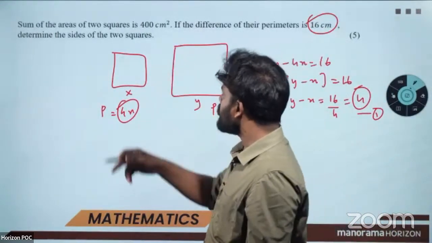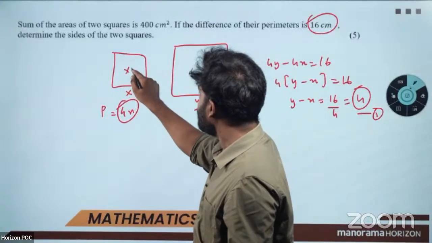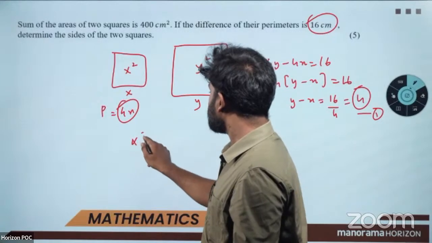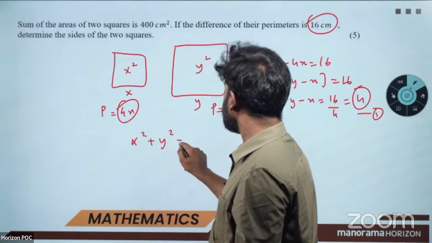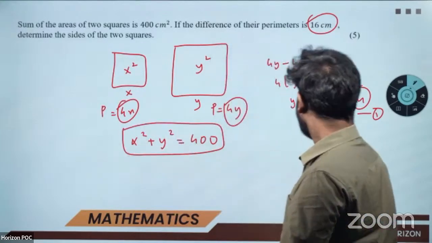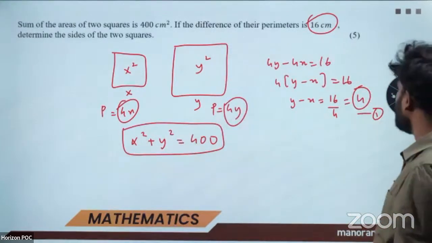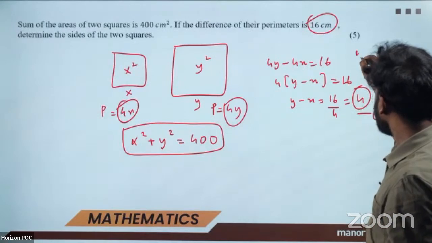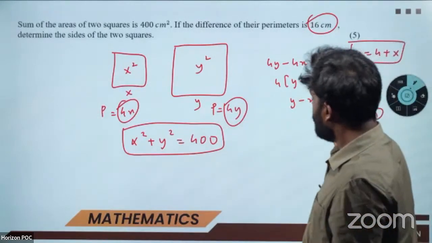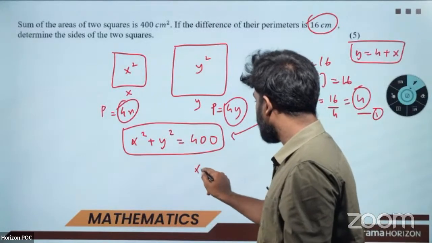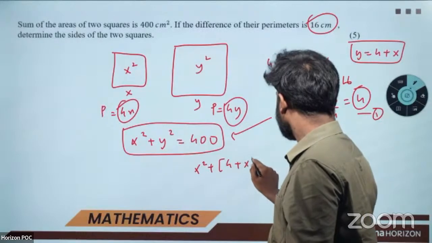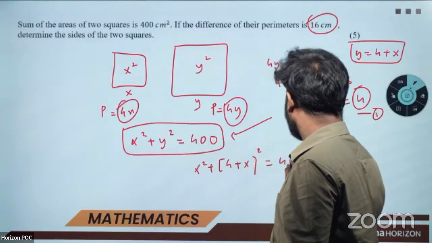Now the sum of the areas of two squares. What is the area of the first square? X square. What is the area of the second square? Y square. So I can write x square plus y square is equal to how much? 400. This is the sum of areas. Okay, so I have y minus x is equal to 4. From that, can I write y is equal to 4 plus x? Yes, y is equal to 4 plus x. Put that here. I get x square plus 4 plus x, the whole square, is equal to 400.